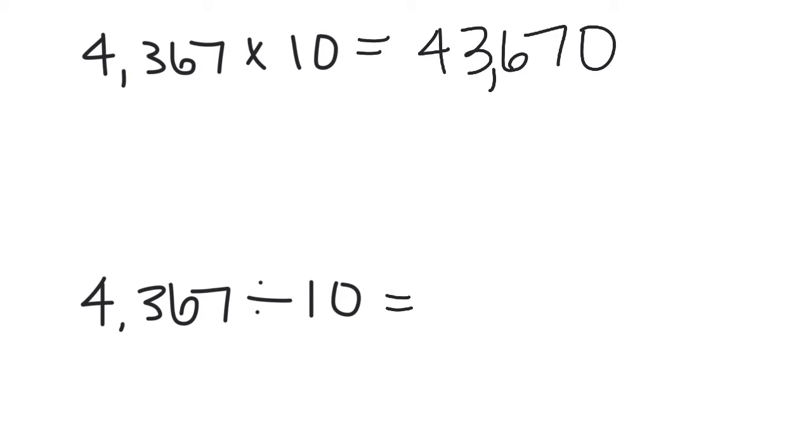What would I get for that? Arseny? 436.7. Okay. So how did you get that answer? I moved each digit down in the place value chart. Uh-huh. Did you use a place value chart to do that? No. Okay, so how did you figure it out in your head?